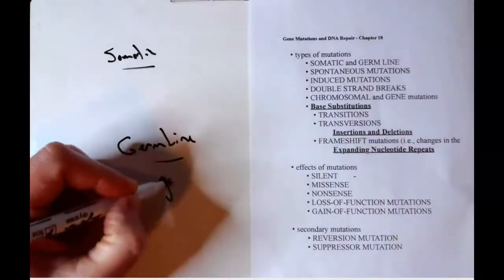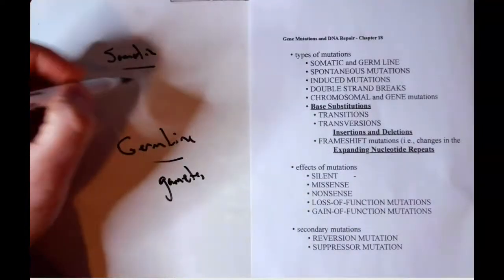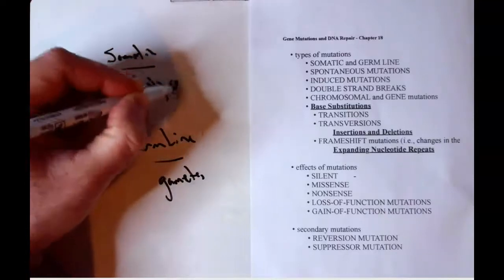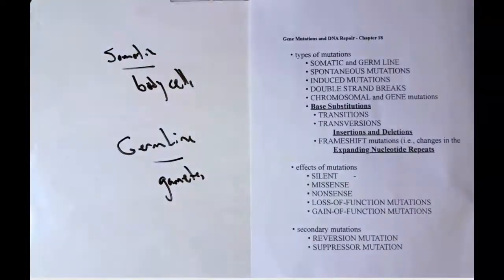Germline mutations are in the gametes, and somatic mutations are in the body cells. Now what that means is if we have a somatic mutation, we only have that mutation in that one cell or collection of cells in the body. So the most common and probably the most relevant example of a somatic mutation is mutations or accumulated mutations that cause cancer. That's in our own body cells.